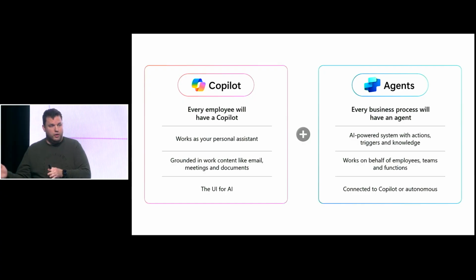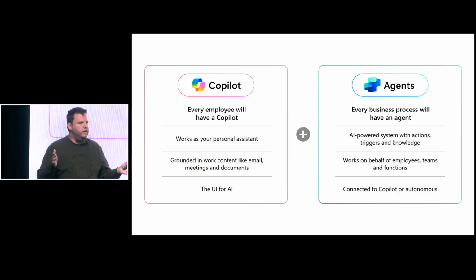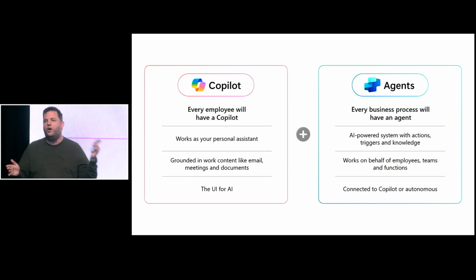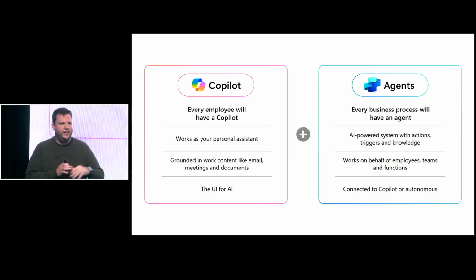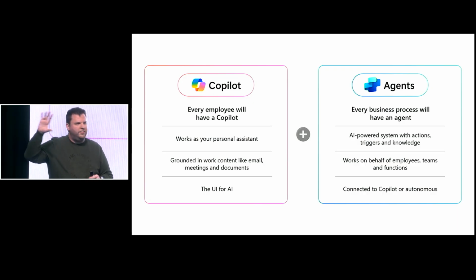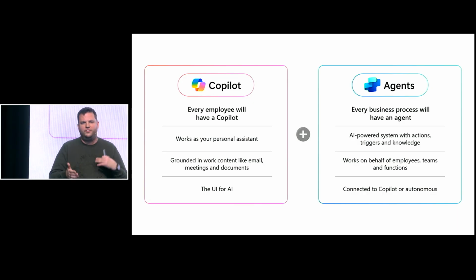And then on top of that, we will create agents, and agents will be more like business processes that will have an agent. So for an IT business process, you can create an agent, or for an HR process like onboarding, you can create an agent for that. And that's basically how it works together. You have Copilot for your personal assistant kind of things, and then on top of that, you have agents that will be more specified on certain business processes that you have.